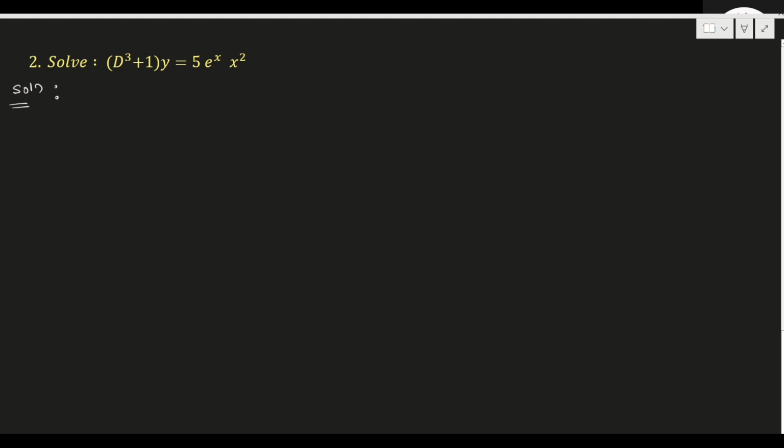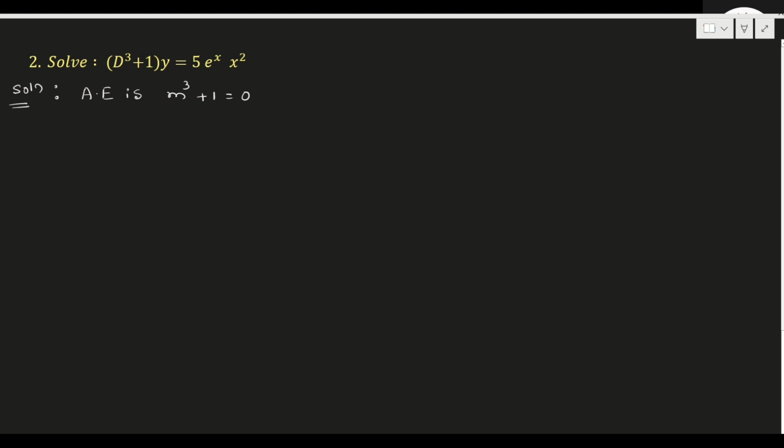So what is the procedure? First is to write the auxiliary equation. The auxiliary equation is m^3 + 1 = 0.